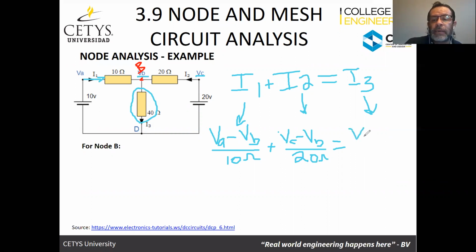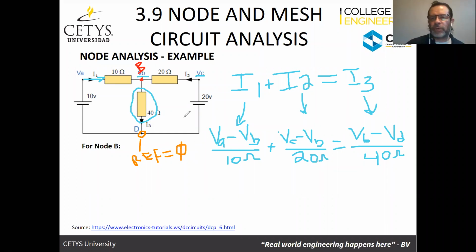It would be VB minus VD divided by 40. However, there's a trick here, and there's a reason why we established a reference node, and it's to be able to do some of the calculations easier. That's basically the reason why we have a reference node. We said at the beginning that we were going to choose a node that was going to be the reference node. And in this case, the node that's going to be the reference node is going to be node D. Why do we choose a reference node? Because for all of our calculations, this node is going to be equal to 0.